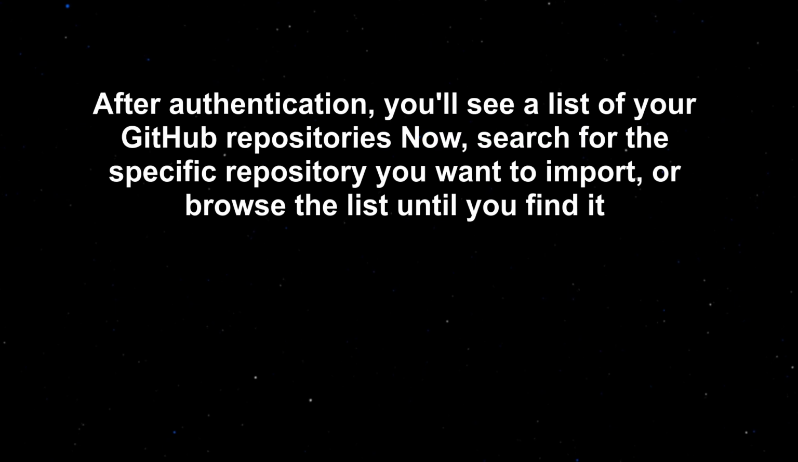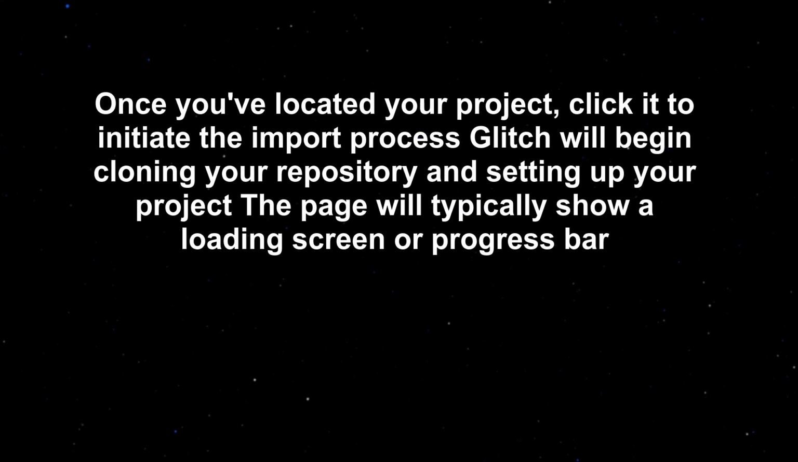After authentication, you'll see a list of your GitHub repositories. Now, search for the specific repository you want to import, or browse the list until you find it. Once you've located your project, click it to initiate the import process. Glitch will begin cloning your repository and setting up your project. The page will typically show a loading screen or progress bar.